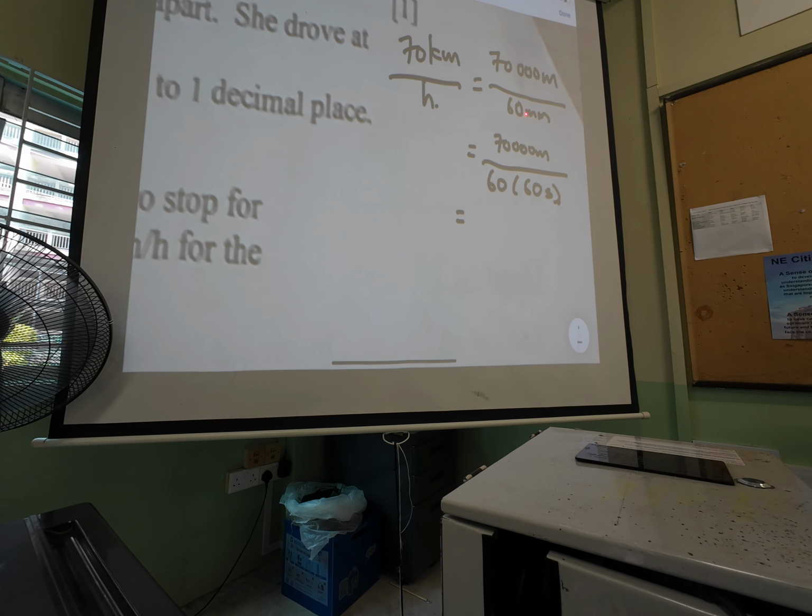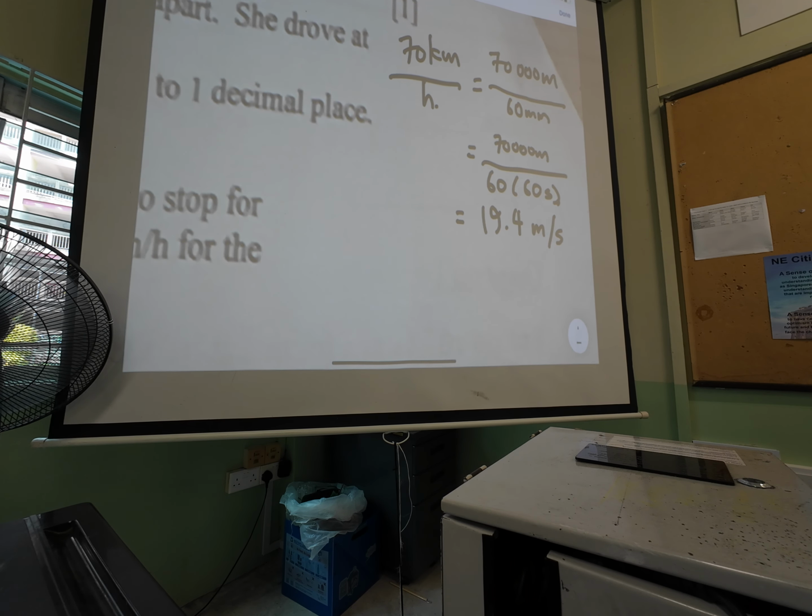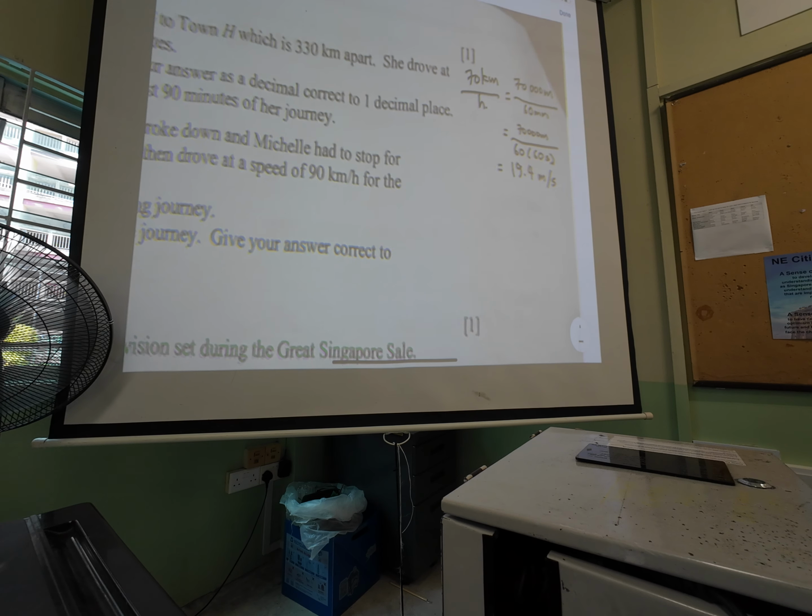70,000 meter, 60 minutes. Minute not enough. Every minute 60 seconds. Then I can key inside my calculator already. 70,000 divided by 60 times 60. Divided by 60 and then divide by 60 also can. I will get 19.4 meter per second. Okay, so this conversion important, WA3 will come out.